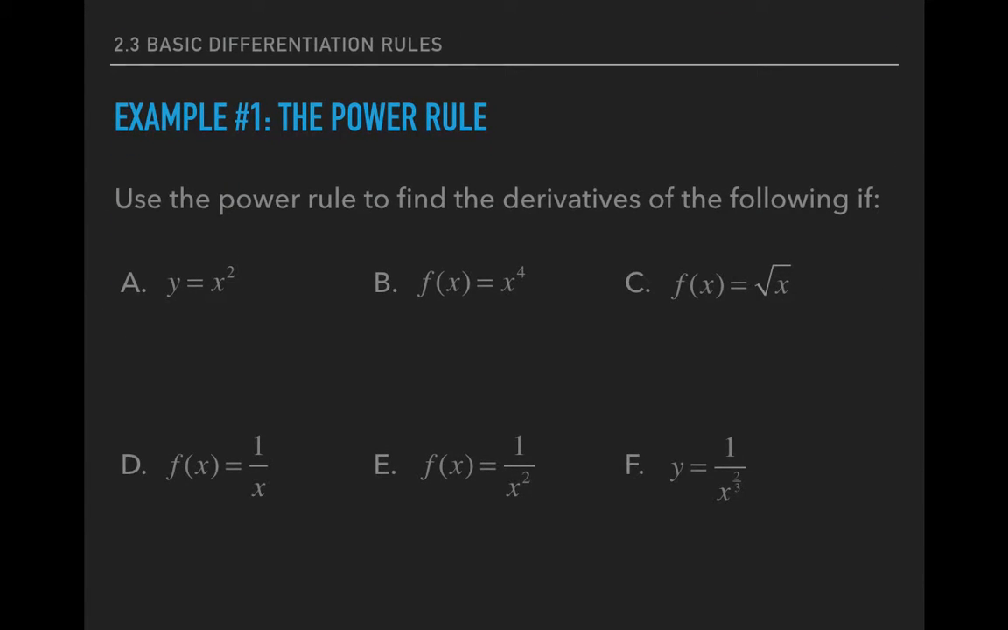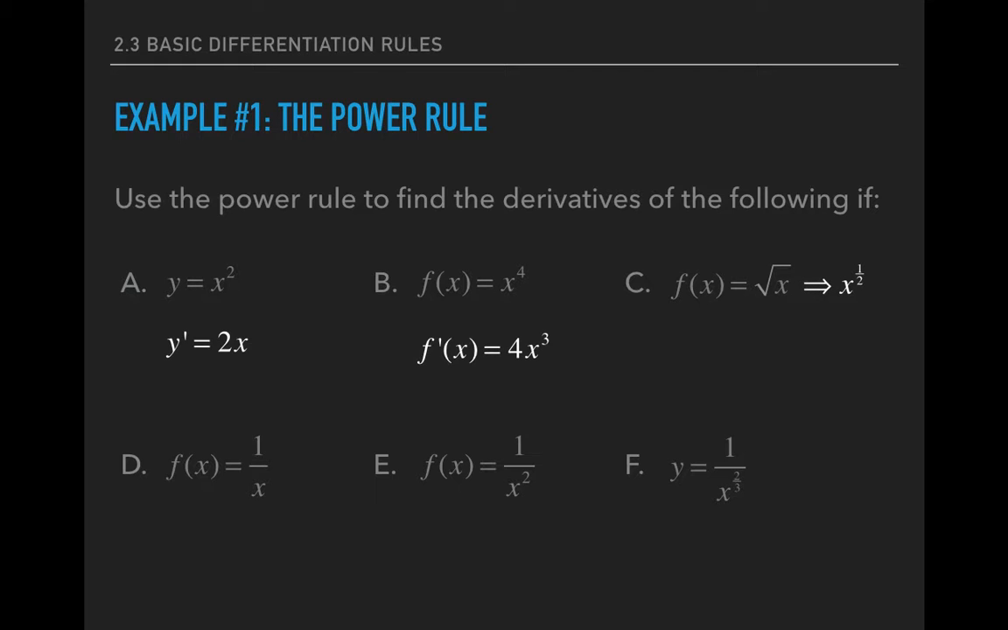Let's try some together. We already know the answer to the first and second. To the first, you bring down the power 2, and you decrease the power by 1. 2 minus 1 is 1. It's the almighty 1. You don't have to write the 1 there, but you know he's there. All right, so f prime, you would bring down the 4 and decrease the power, so that would be 4x cubed.